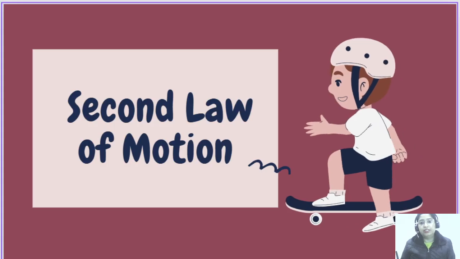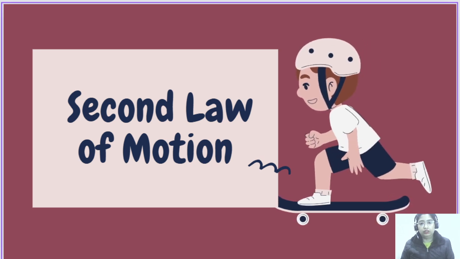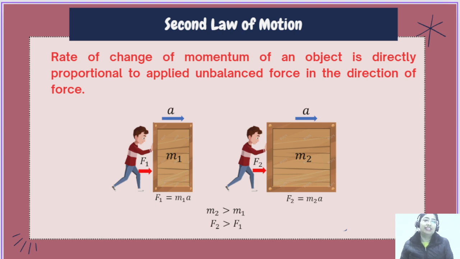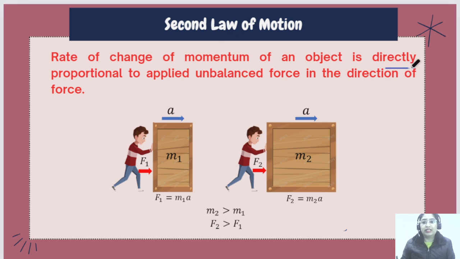Alright. So this is for the momentum. Now let's move on to Newton's second law of motion. The second law of motion says that the rate of change of momentum of an object is directly proportional to the applied unbalanced force in the direction of the force. So basically, when you are applying a force, what happens? The unbalanced force is causing a motion, right? Balanced force does not cause any motion. Unbalanced force causes the motion. So when you are applying an unbalanced force, the object starts to move, correct?